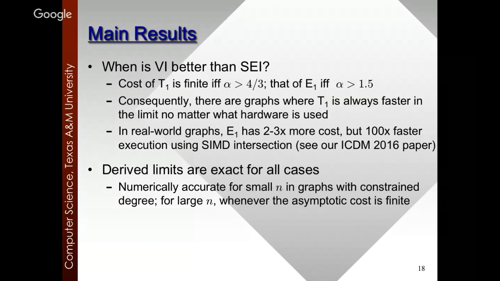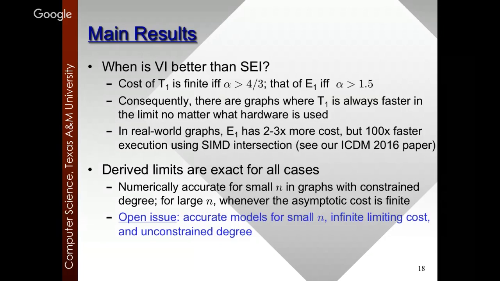A thing to note is that the derived limits are exact for all cases, but the numerical results, for example, at finite n, are only accurate for small n with graphs with constrained degree. Constrained degree means the largest degree of a graph is constrained by square root of n, while for large n, if the graph is not constrained, which is to say the largest degree can go up to n-1, the asymptotics numerically, when the asymptotic cost is finite, the numerical result is only accurate for large n, so it may exhibit quite a bit of error when n is small.